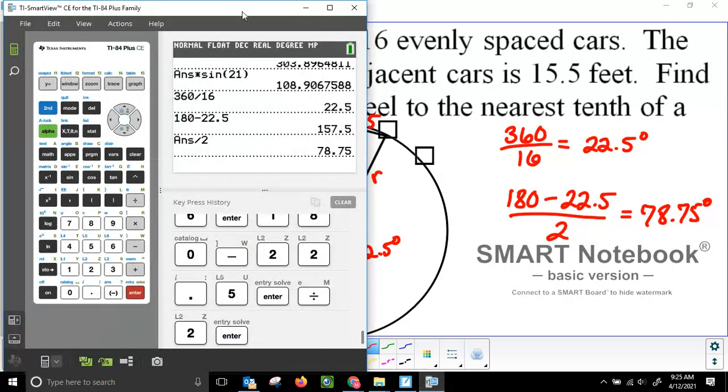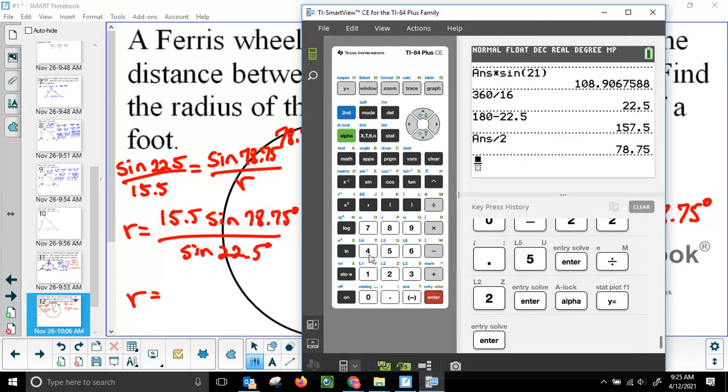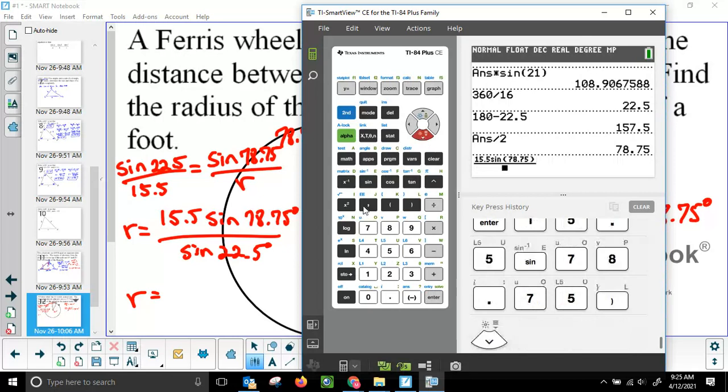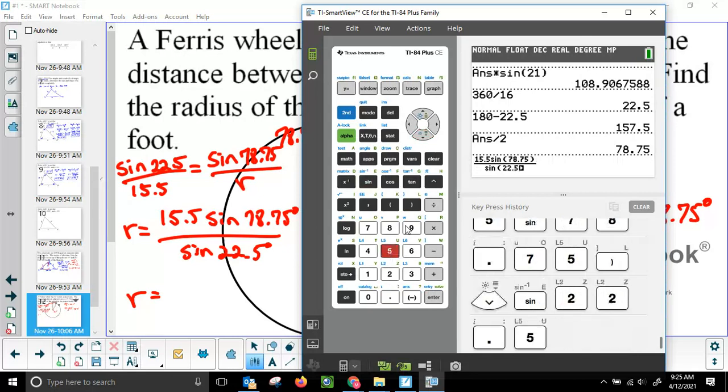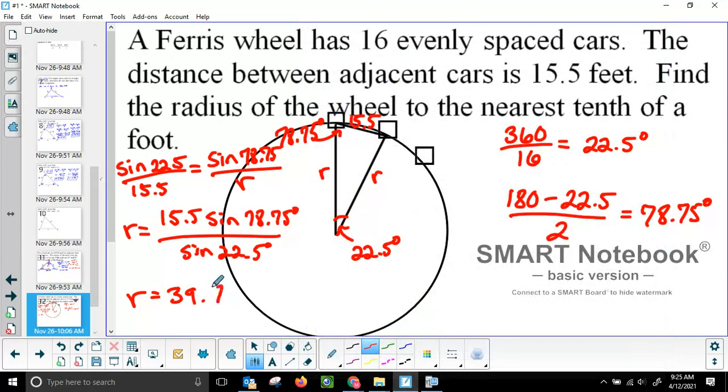We plug that into our handy dandy calculator and we get 39.725, and that would be feet. So there is our radius. Good times?